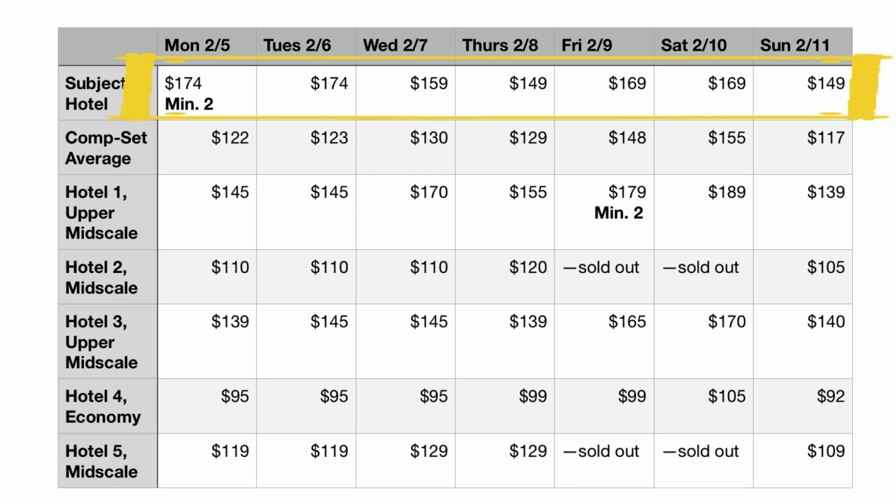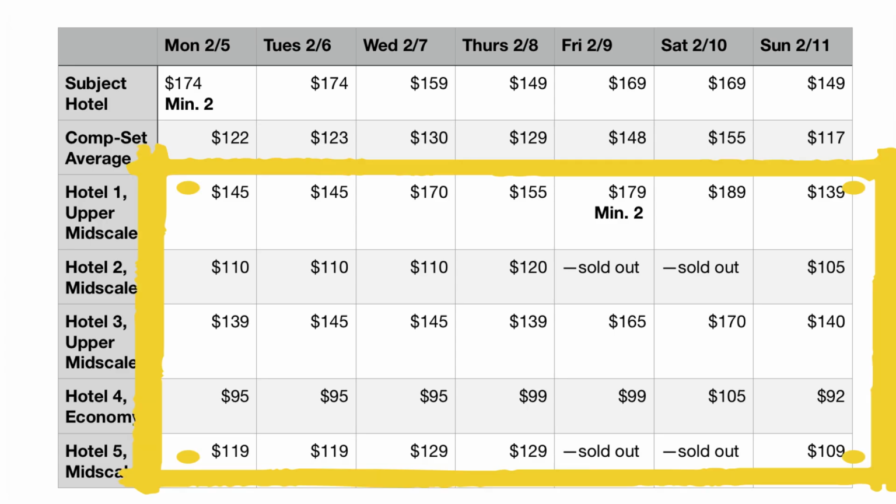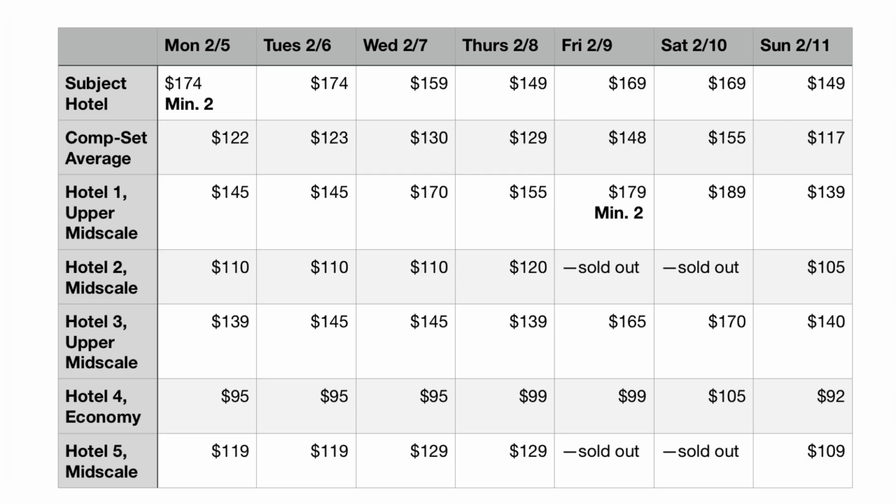We can see that subject property's lowest available rack rate in the top row. In the second row, we can see the competitive set's average rack rate, and the rows below display the rack rates for each individual hotel within the competitive set. While these properties may share a common location, the property type varies from economy to upper mid-scale.